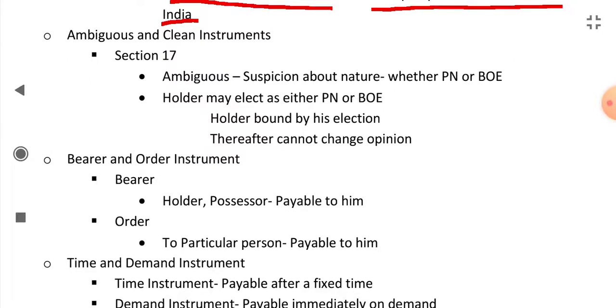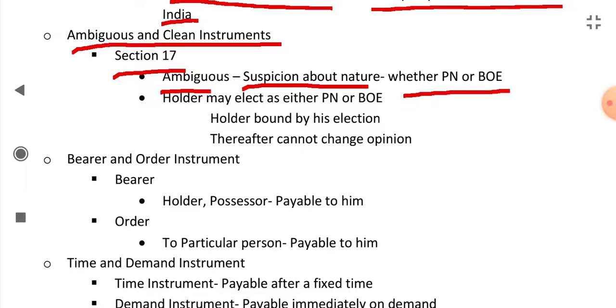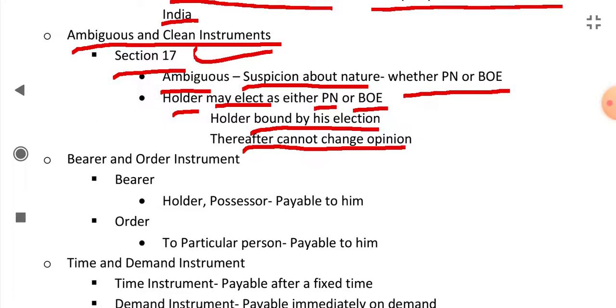Next type are ambiguous and clean instruments. According to section 17, ambiguous instruments are those in which there is suspicion about the nature of the instrument, whether it's a promissory note or a bill of exchange. So the holder will have the option to elect either promissory note or bill of exchange. But once he elects one, he is bound by his election. Thereafter he cannot change his opinion. In a clean instrument there is no suspicion, no confusion, no doubt about the nature of the instrument.